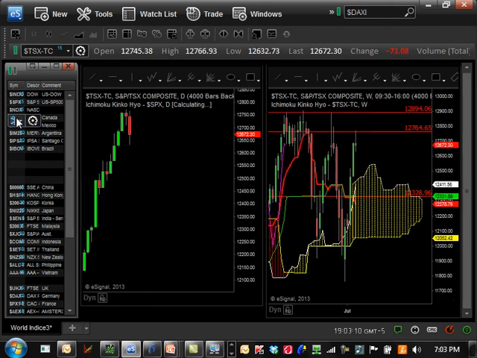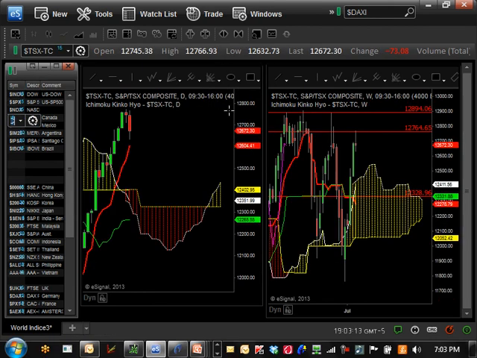Canada, which was kind of consolidating and is still consolidating in a major, big, wide range, which is basically support of 12,328. Resistance is 12,894.